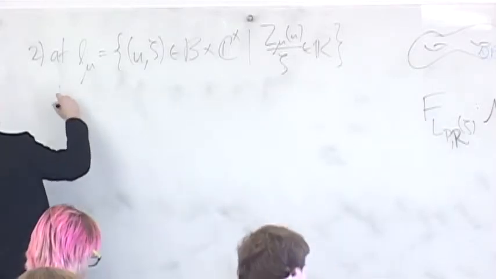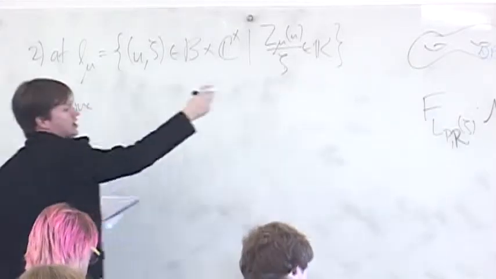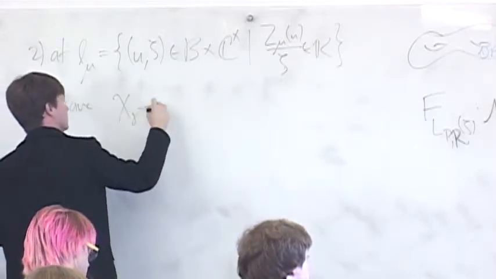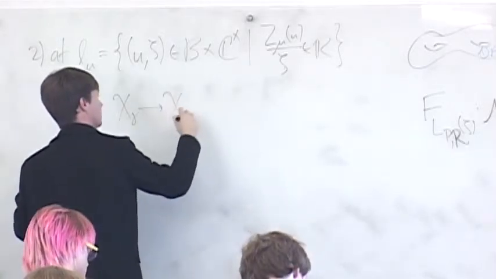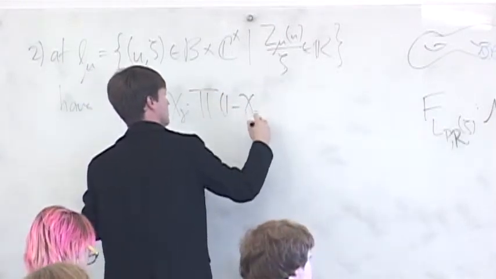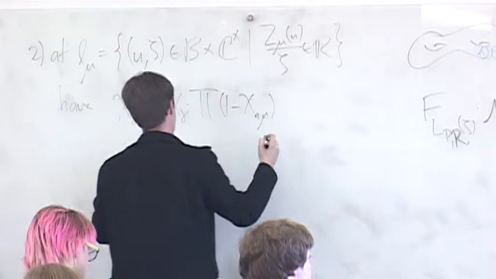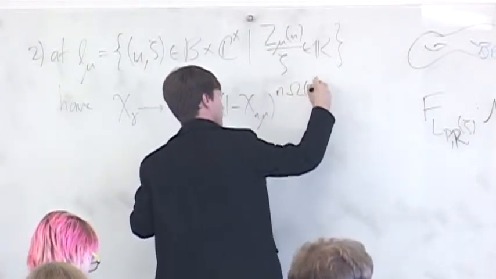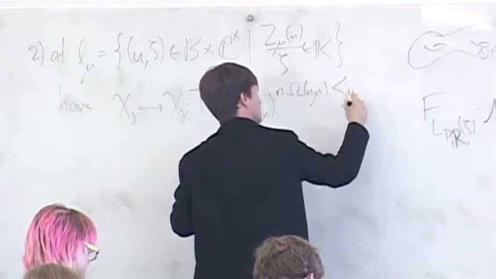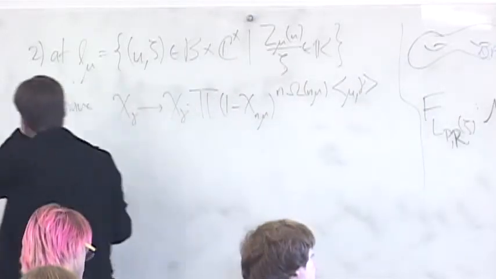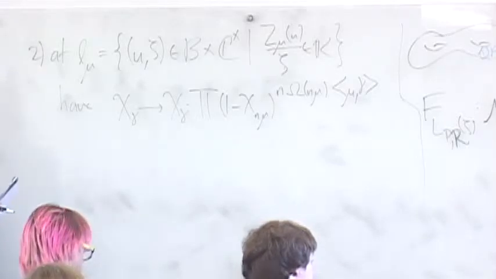At these walls, these functions were supposed to jump. And the jumping was given by a formula like this. It's a product of 1 minus x mu to the power n, to the power omega of n mu, to the intersection pairing of mu and gamma. OK. So that's the formula I wrote last time.